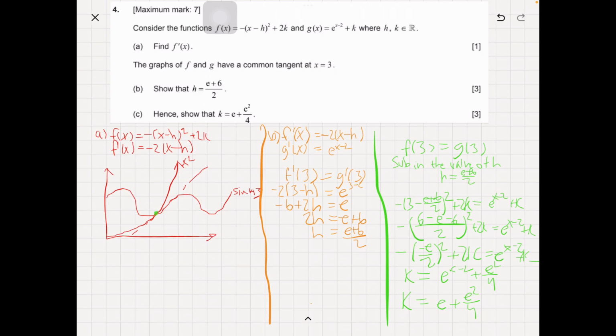So could you have used the intersection method to show that h is equal to (e plus 6) over 2? Well, technically, I guess you could, but it would be more complicated as you have to solve simultaneously. So with that being said, this question is done.